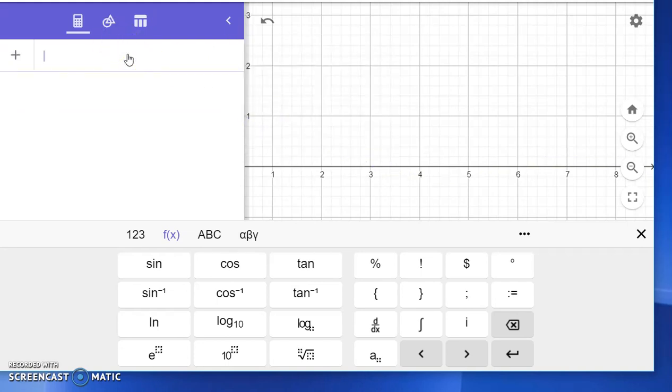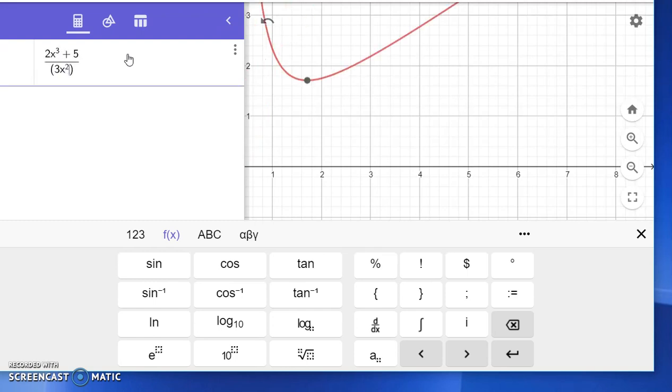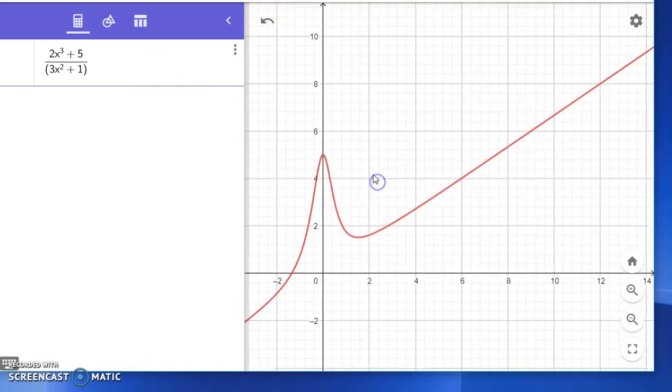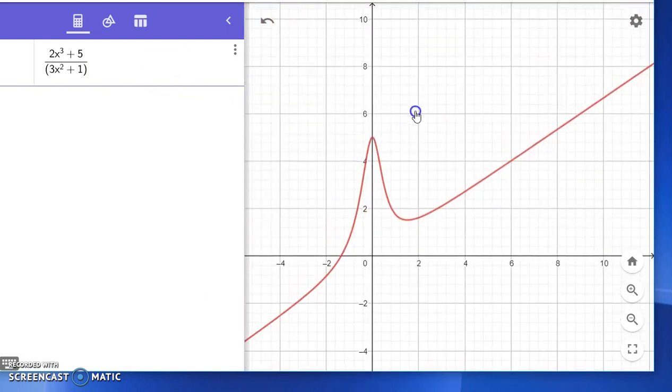Okay, let's say, I'll make 2x to the third plus 5 divided by, let's do something squared, 3x squared. Let's do plus 1. So let's say you have a graph like this, and you can inspect this graphically and say, oh, that's kind of cool looking, I guess.